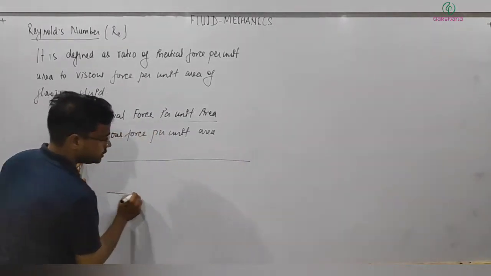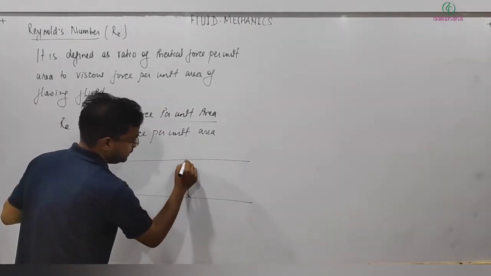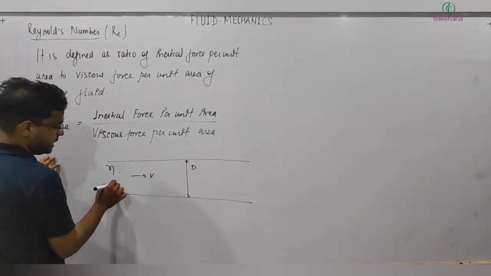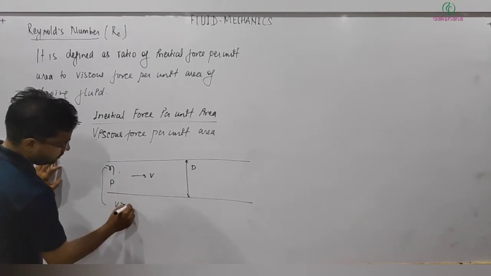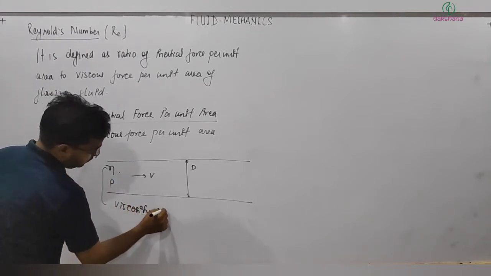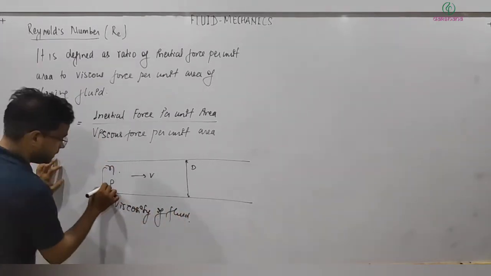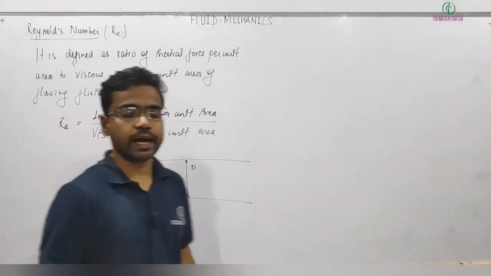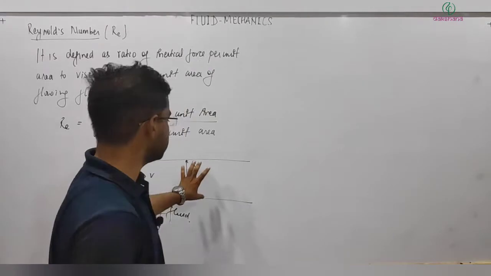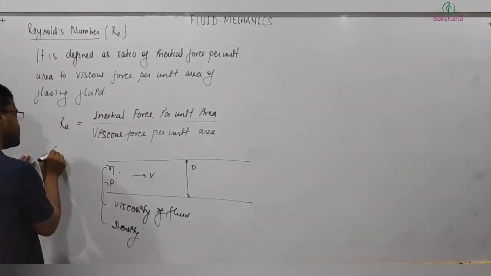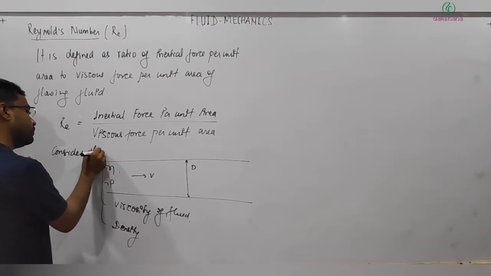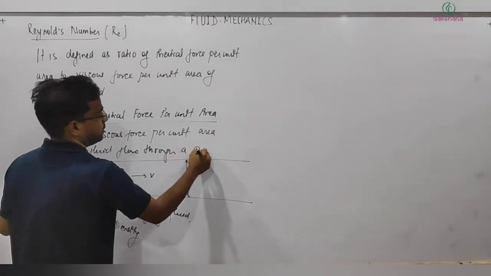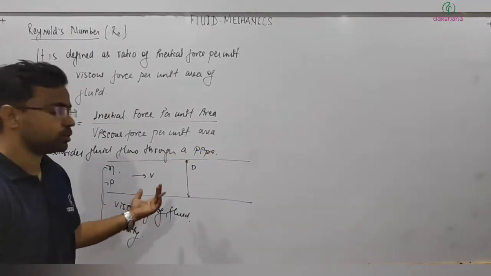If I consider a tube of diameter, let's say d, and fluid velocity v, eta is its viscosity of fluid and rho is the density. And another thing, in case of Reynolds number, we consider fluid flow through a pipe. So here fluid is flowing through the pipe.